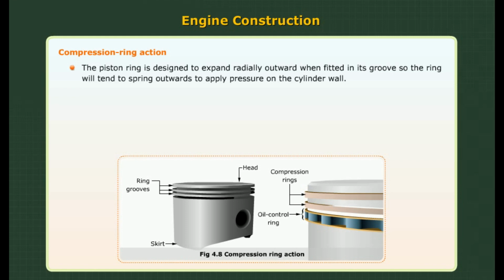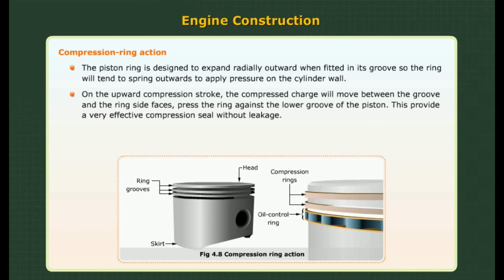Compression ring action. The piston ring is designed to expand radially outward when fitted in its groove, so the ring will tend to spring outwards to apply pressure on the cylinder wall. On the upward compression stroke, the compressed charge will move between the groove and the ring side faces, press the ring against the lower groove of the piston. This provides a very effective compression seal without leakage.